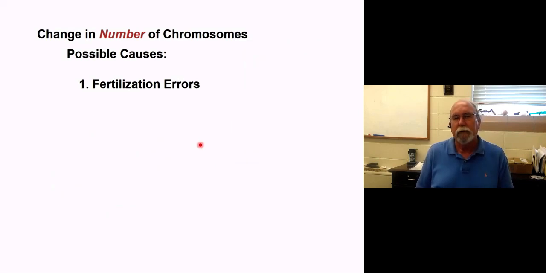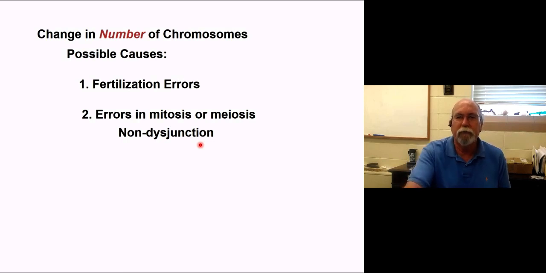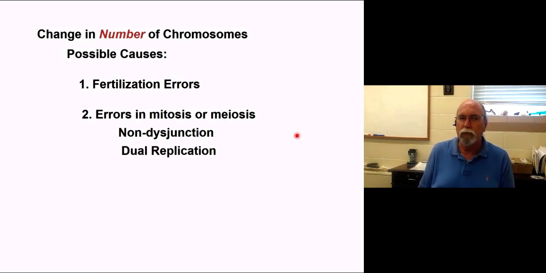But you can see where fertilization errors could easily occur. The other place you see errors is in mitosis or meiosis, right? One of the biggies, and one that we'll look at a lot, is called nondisjunction. It can be spelled DYS or DIS, it doesn't matter. And we'll talk about the process of dual replication as well.